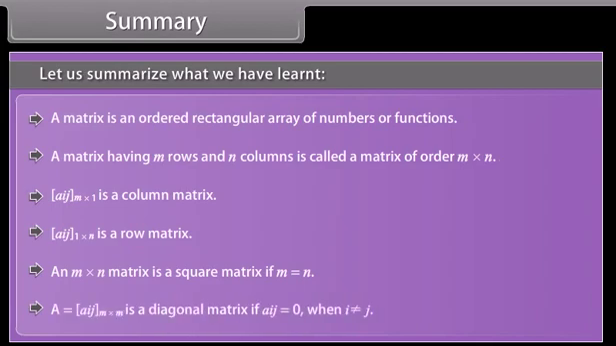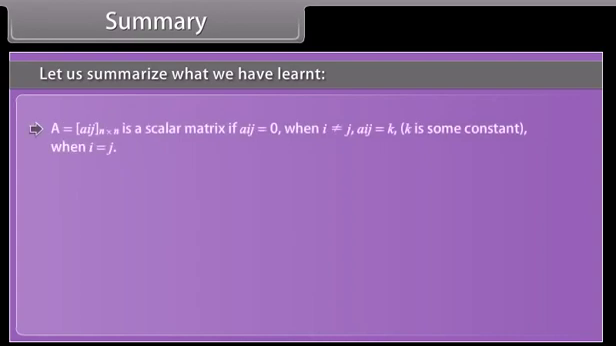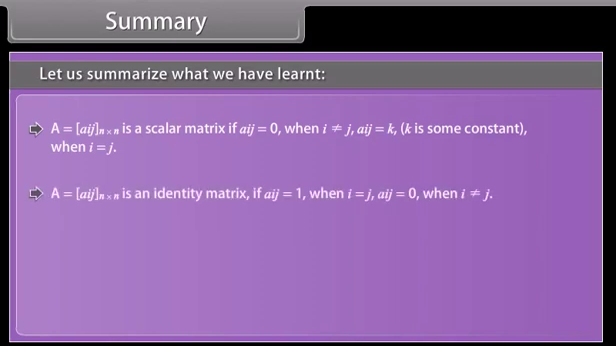A is equal to a_ij, m by m, is a diagonal matrix if a_ij is equal to 0 when i is not equal to j. A is equal to a_ij, n by n, is a scalar matrix if a_ij is equal to 0 when i is not equal to j, and a_ij is equal to k, where k is some constant, when i is equal to j. A is equal to a_ij, n by n, is an identity matrix if a_ij is equal to 1 when i is equal to j, and a_ij is equal to 0 when i is not equal to j. A zero matrix has all its elements as 0.